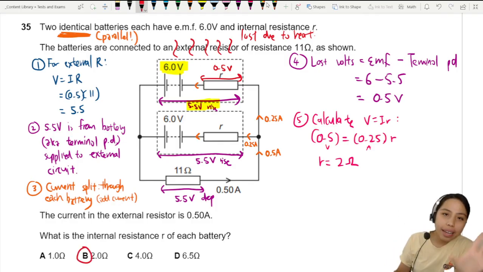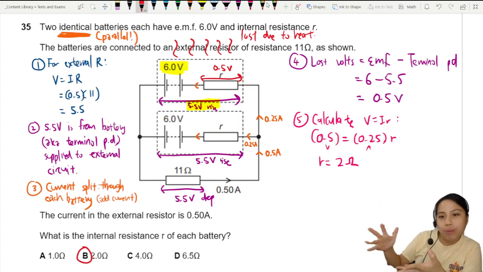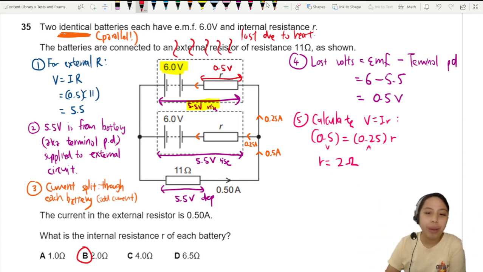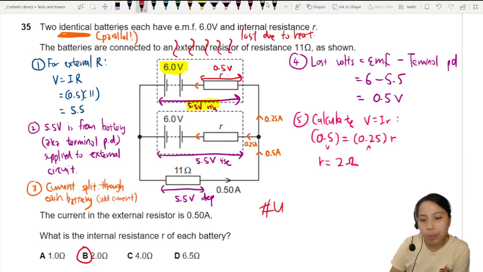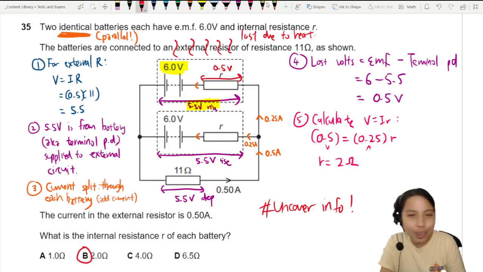Okay, so stay calm. You've got to think through the different steps here when you're trying to uncover the circuit. And remember, if you're not sure how to start, you try to uncover as much info as you can with whatever information there is. Okay, it'll take some practice, but you get the hang of it. Okay, so that's all for this question.